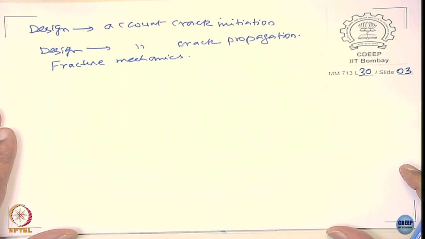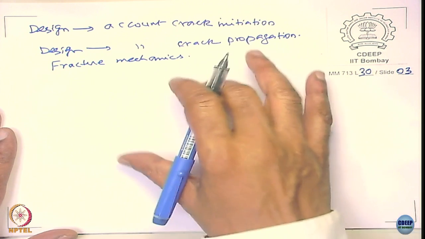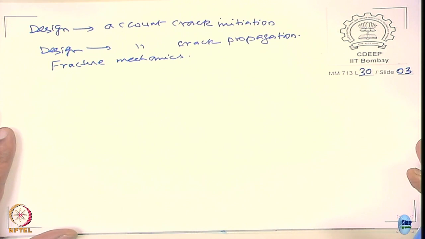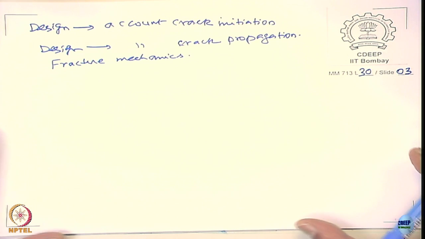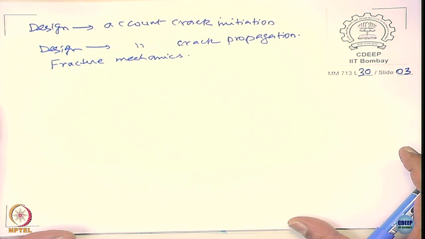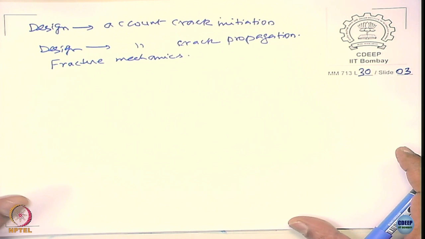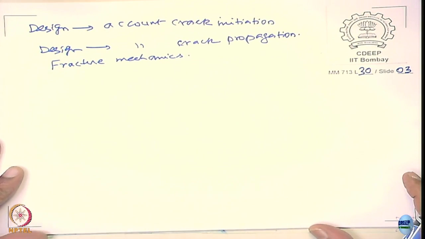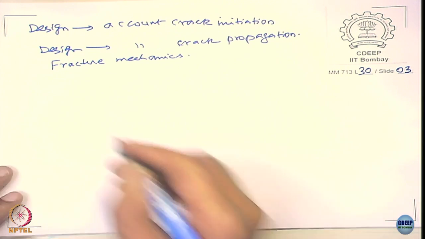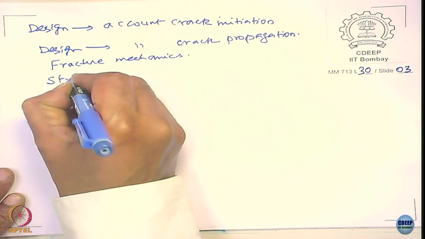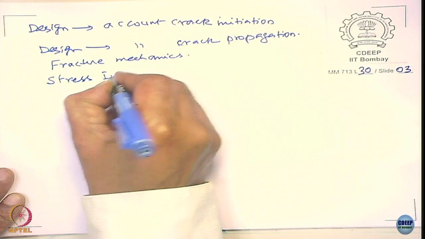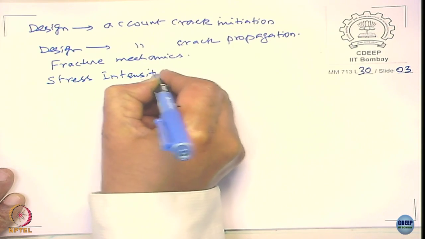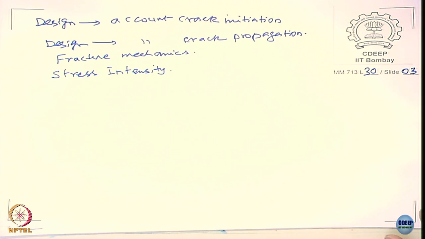Now, so let us look at how the crack propagates. Again, I am not going to deal with the fracture mechanics, you know, in details, but a bit of exposure to that is useful to see how stress corrosion cracking can affect the crack growth in any given component, right? So, if you know what is called as stress intensity factor, okay. What is stress intensity?